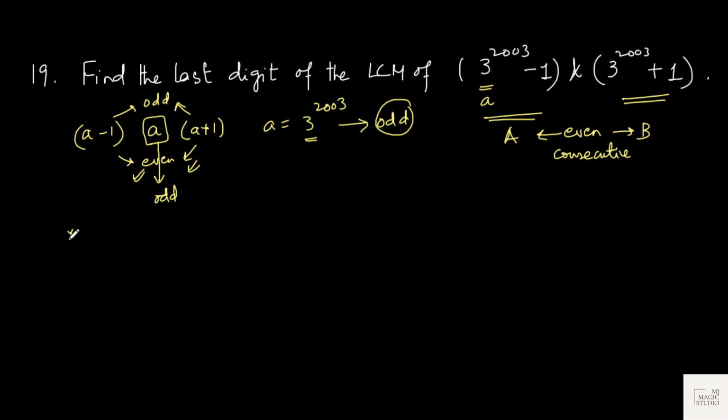Now the theory of LCM in case of two consecutive even numbers goes like this. For this you may go through the link given in the description where we have the master class of HCF and LCM. The link is there in the description. Please go through it. What does it say?